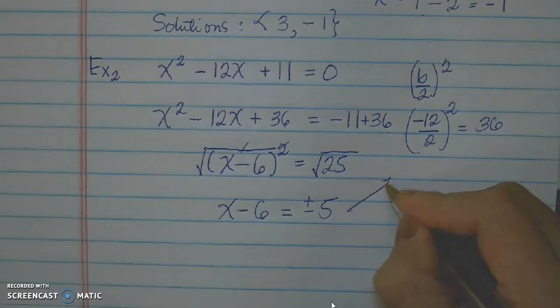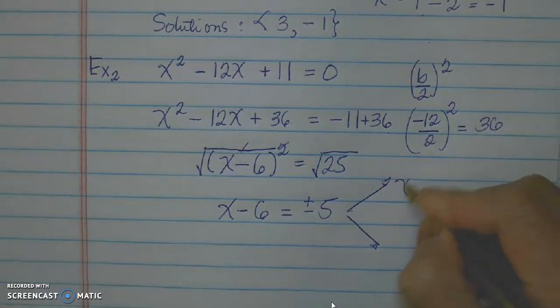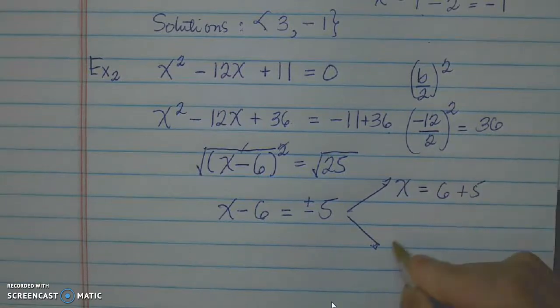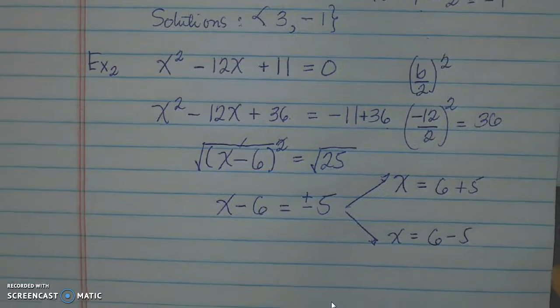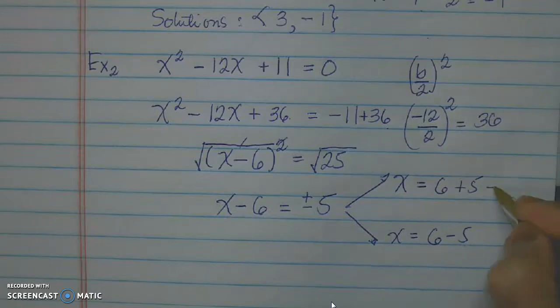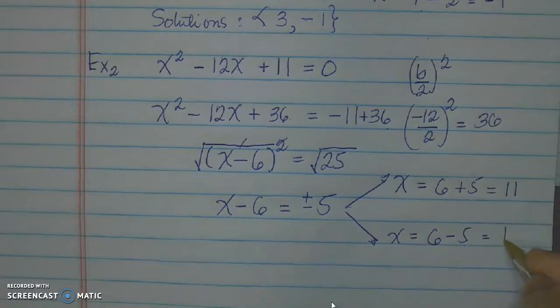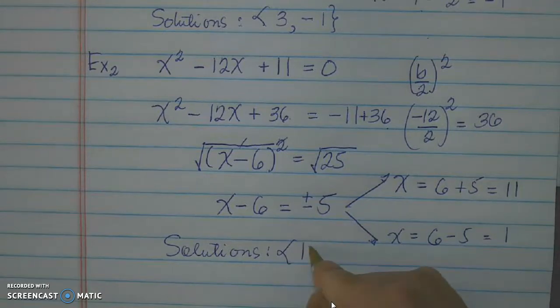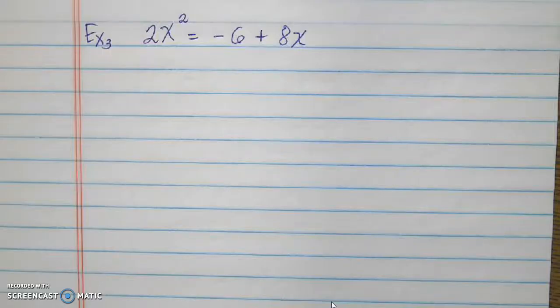We now have two possible answers. One is x equals positive 6 plus 5. And the other one is x equals positive 6 minus 5. So just a reminder, these two are interchangeable. I could have my positive 5 in front of positive 6. And the same way with this, I can have my negative 5 in front of positive 6. Now this is 11 and this is a 1. Therefore, my solutions are 11, 1.